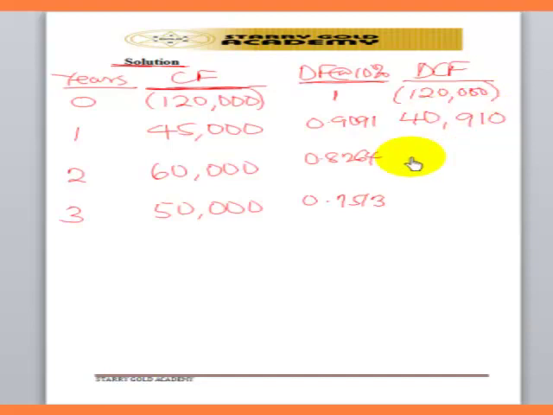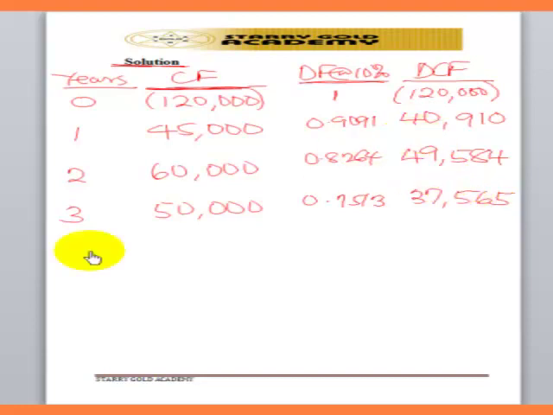40,910. Then we have 60,000 times 0.8264. This is equals to 49,584. Then we have 50,000 times 0.7513. This is equals to 37,565. This is what we have as our discounting factor.